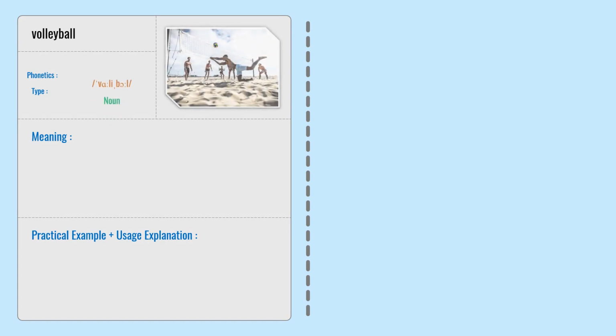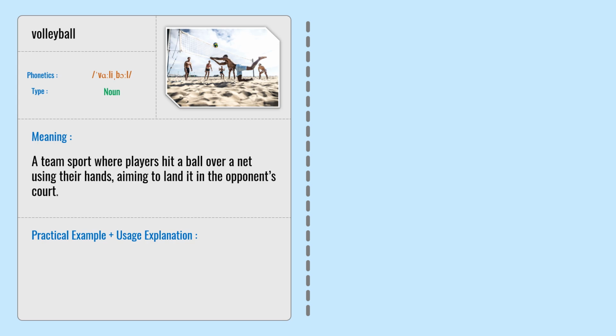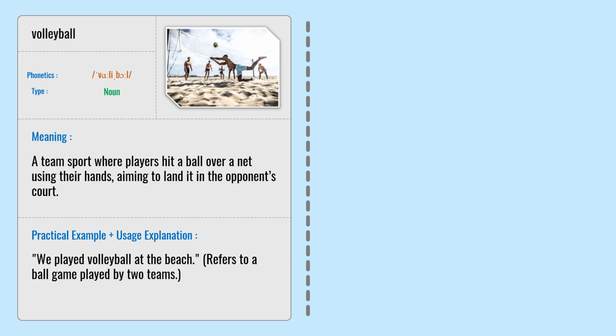Volleyball. A team sport where players hit a ball over a net using their hands, aiming to land it in the opponent's court. We played volleyball at the beach. Refers to a ball game played by two teams.